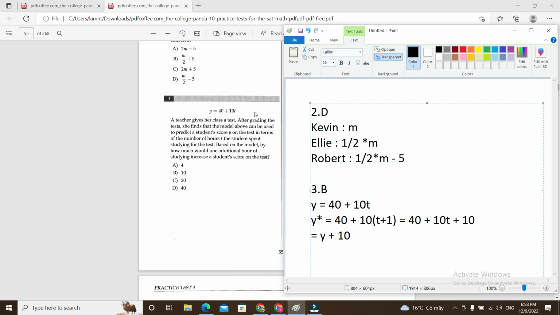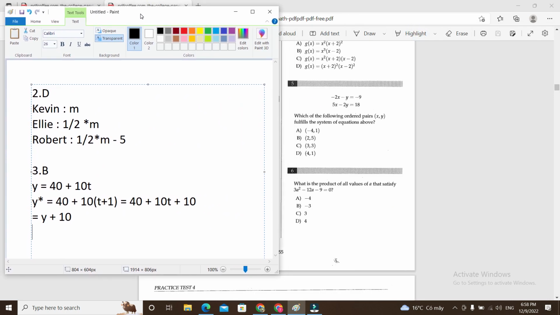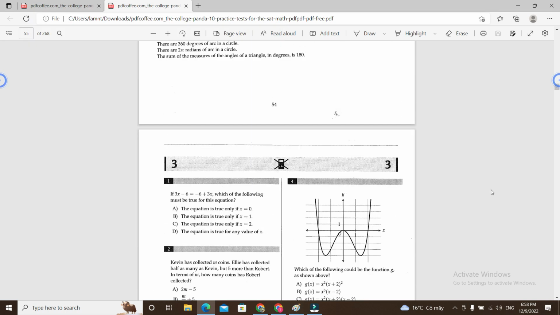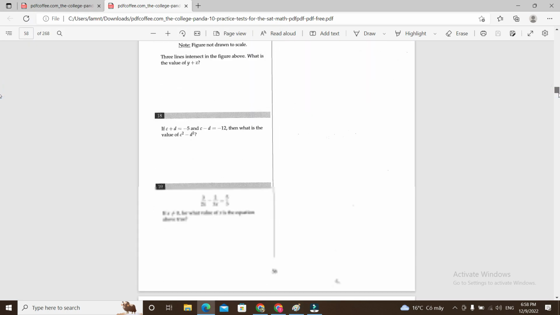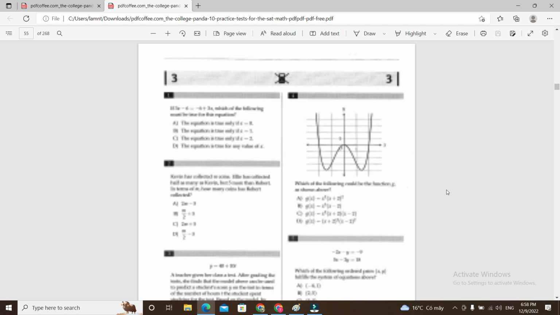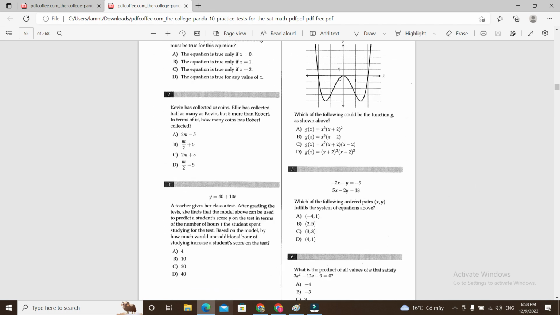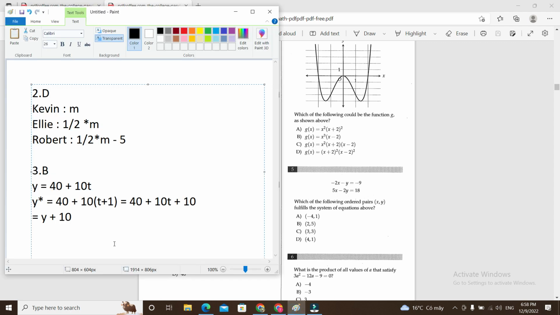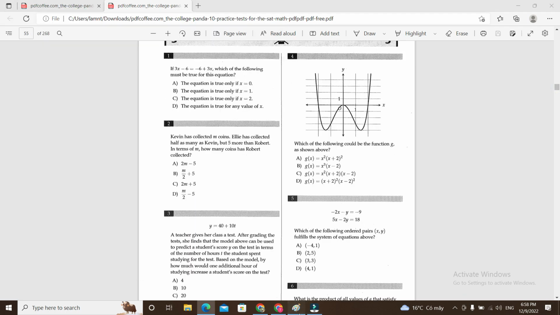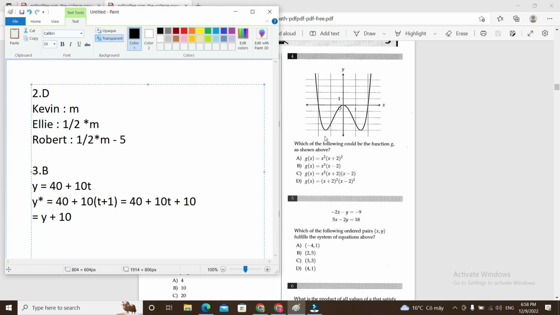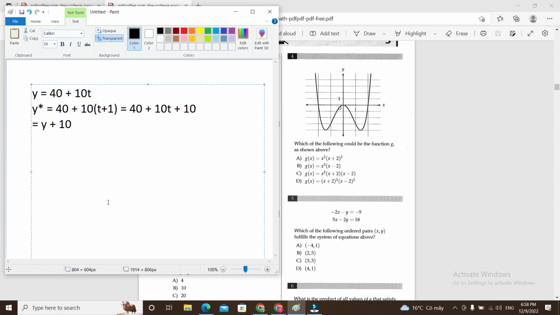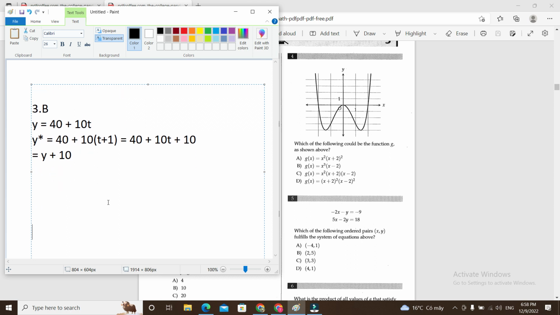Okay, let's move on to number 4. Here they said, which of the following could be the function of g? Okay, so for number 4, which of the following could be the function of g?